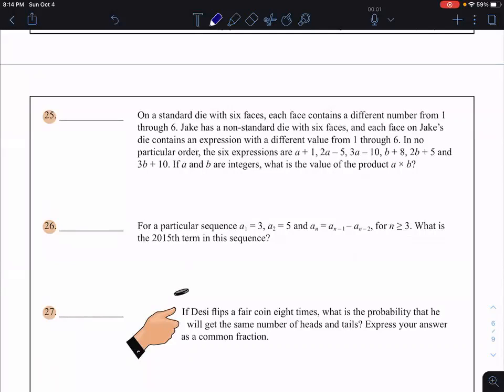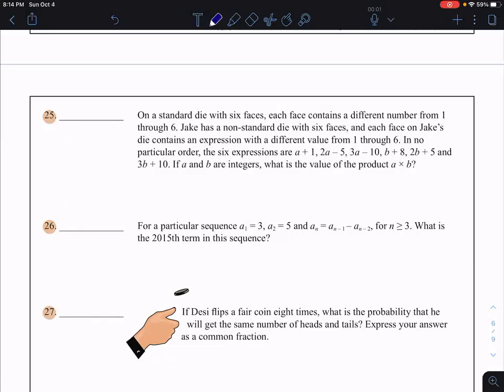Sorry. 25 is next. Oh, 25 is a bit hard. It's just really tedious. Okay.